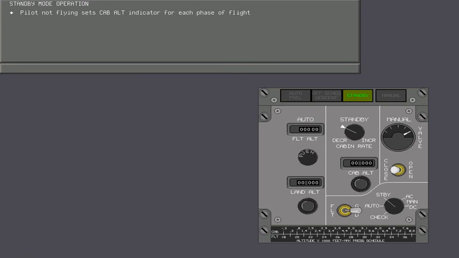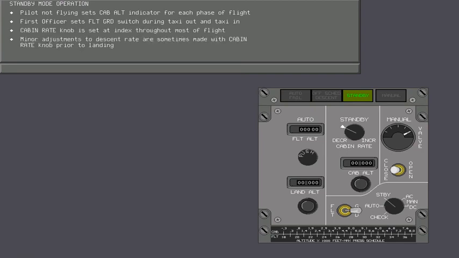In standby mode, the pilot not flying sets the cabin altitude indicator for each phase of flight. As in auto mode, the first officer sets the flight ground switch during taxi out. The cabin rate knob is set at the index throughout most of the flight. Minor adjustments to the descent rate are sometimes made with the cabin rate knob prior to landing.